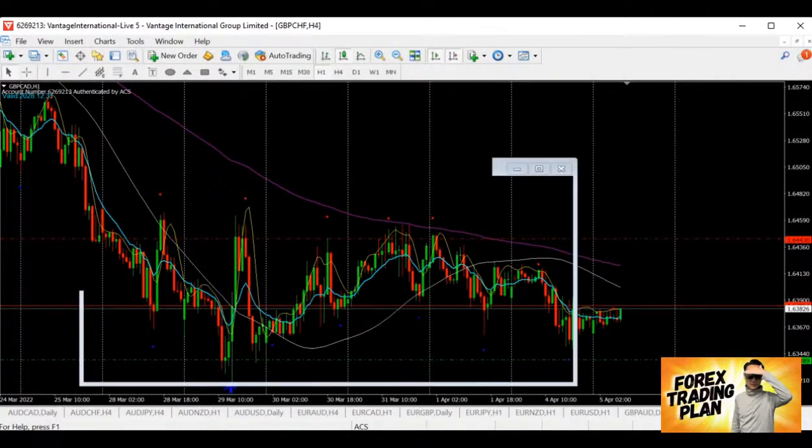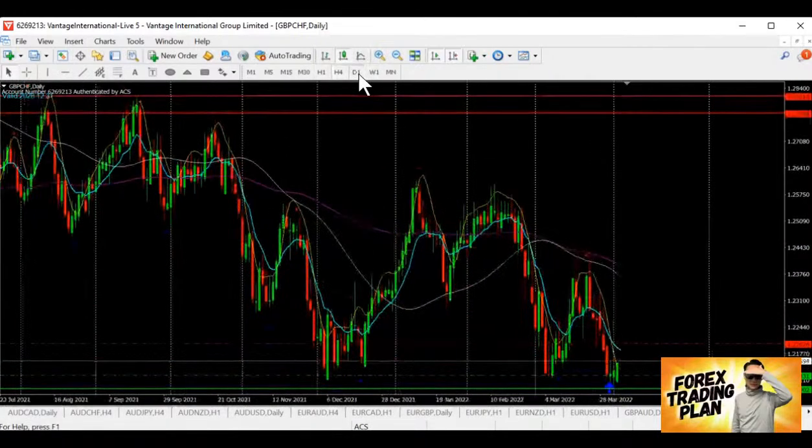All right, now Pound Franc. How about Pound Franc? Let's take a look at Pound Franc over here. Today looks like the pound is strong. Looking at this, the pound has actually become stronger today.